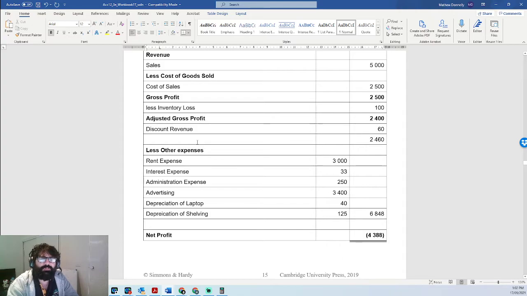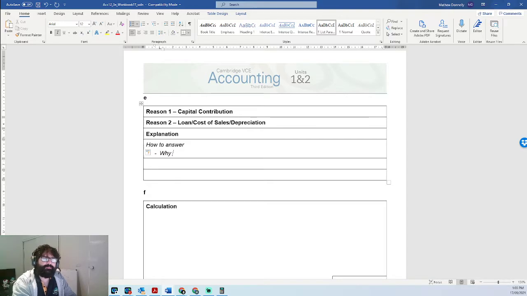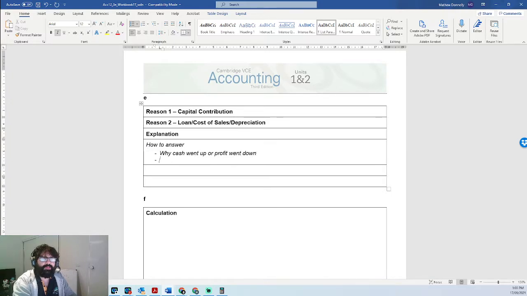Another reason I'm going to pick out is cost of goods sold, but you can pick out any expense on here that doesn't appear on the cash flow statement, so depreciation or cost of sales. So you can pick any of those. You could talk about the loan, so you got a few different options there. But the general crux is you need to be explaining loan, cost of sales, depreciation.